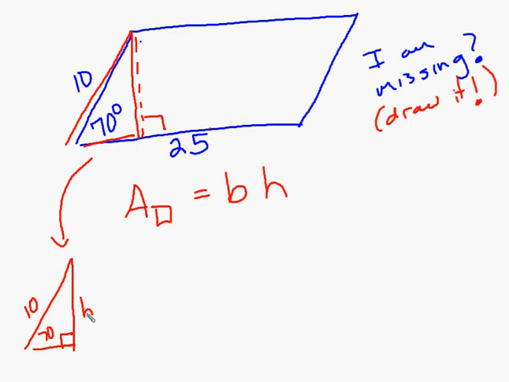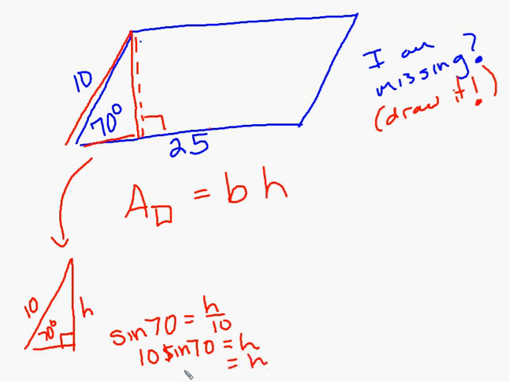You could label it as X if you would like. You should be taking notes. We're going to figure out that height. How could I find that height? Would you use sine? Yes. Sine of 70 equals H over 10. So 10 sine 70 equals H. Let's get that to the nearest tenth just for our purposes. What is that to the nearest tenth? 9.4. Good enough for right now.